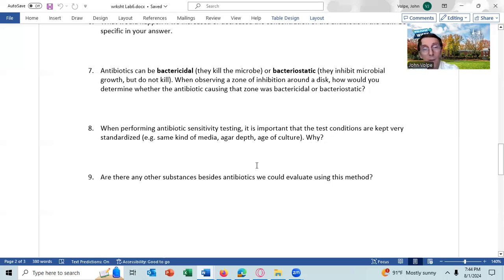And 9, are there any other substances besides antibiotics that we could evaluate using this method, meaning the Kirby-Bauer disk diffusion method? And you should state one other substance. You can either name it directly or you could name it indirectly, but you should name one other substance. Okay?